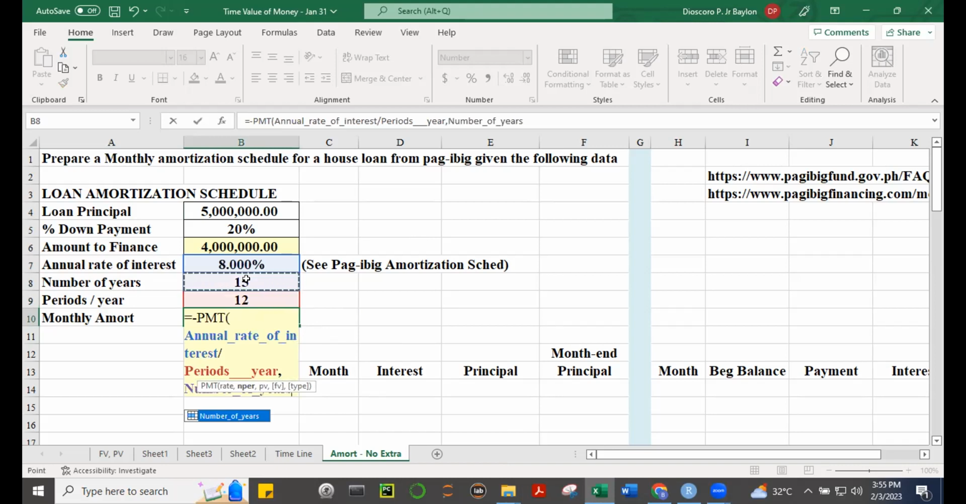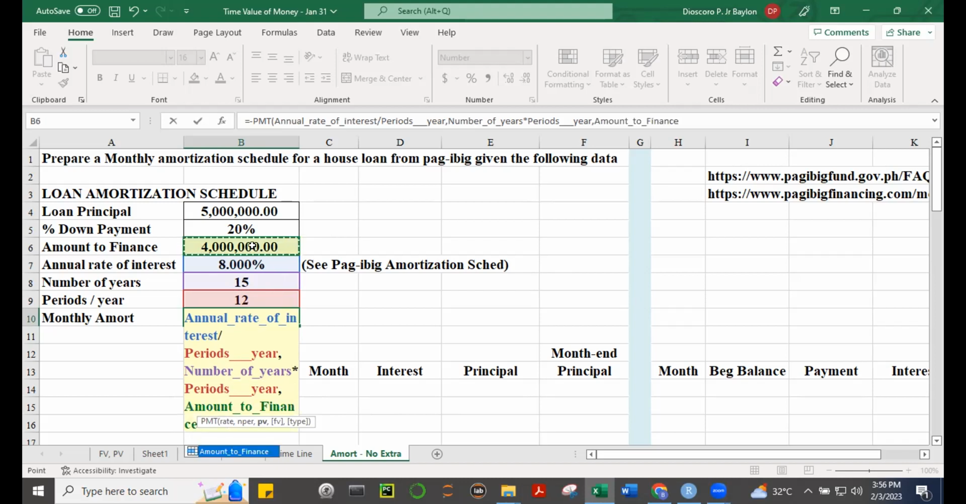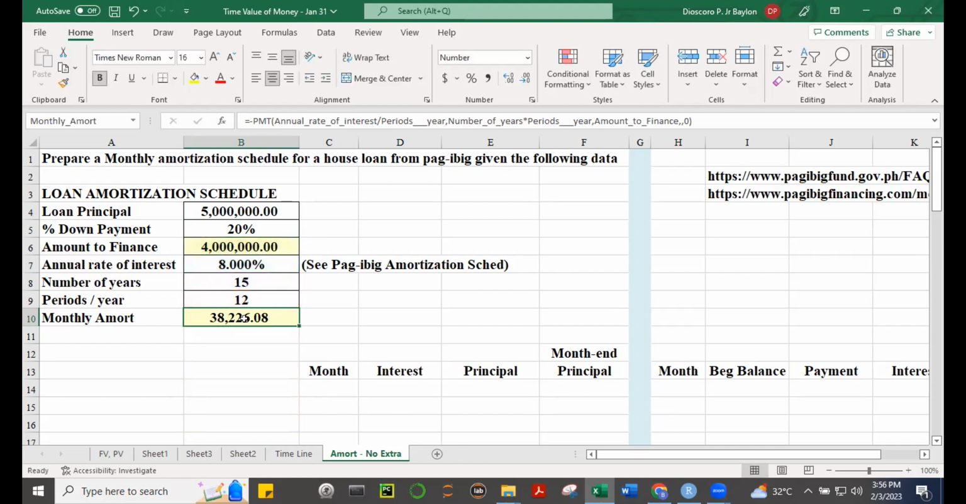However, since this is monthly, the 15 also should be multiplied by the periods per year. So the number of years multiplied by the periods per year. All right. So 15 times 12, that's 180, right? Then comma. Next is present value. Our present value is the amount that we'll be financing. Next is the future value, no future value, comma, comma. And then the type, you can set it to 0, that's ordinary, or you can just leave it blank. So Control Enter. Let me flash that formula again.